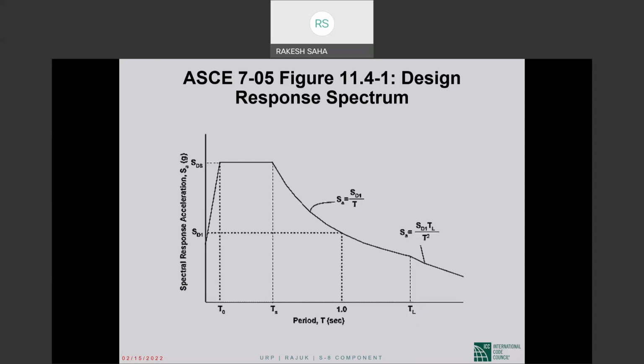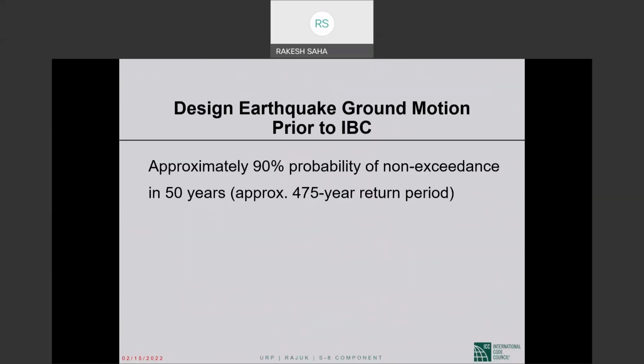In BNBC, T sub L has a fixed value of 2 seconds, as I mentioned repeatedly one of these days, and you will see that again. Okay, so in any case, this spectrum, evolving from the Housner-Seed spectra, is the basis of design in ASCE 7-05.